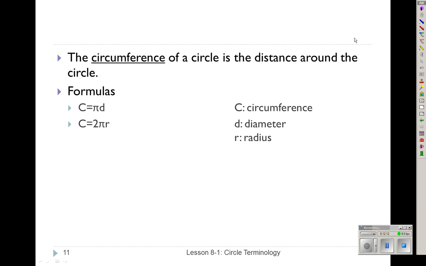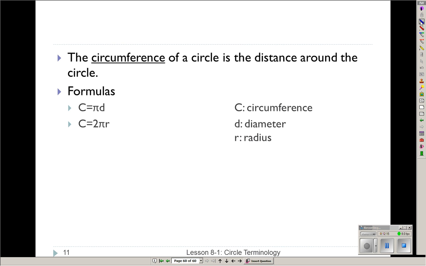The circumference, which is the distance around the circle, C equals pi times D, pi times the diameter, or C equals 2 times pi times the radius. Notice the circumference is capital C. The diameter is lowercase d and the radius is lowercase r. And pi is approximately 3.14. Most of the time we'll just use the pi button on the calculator.